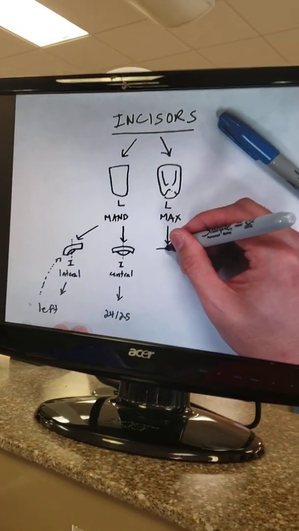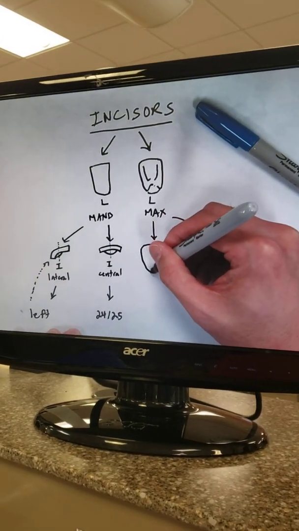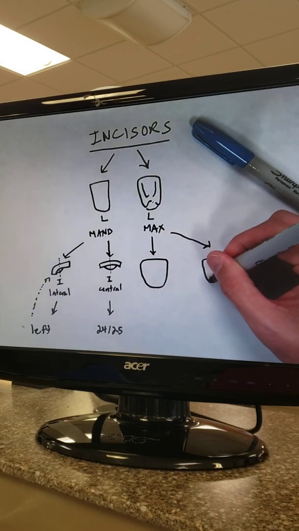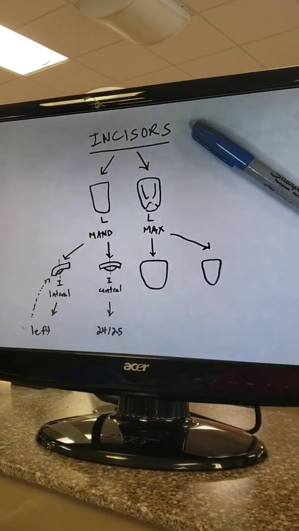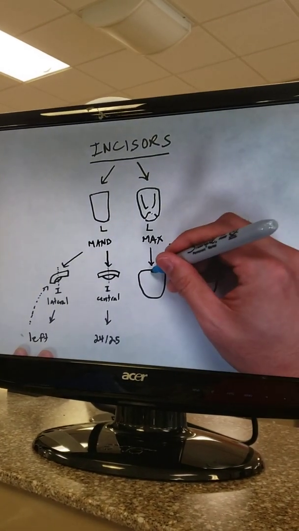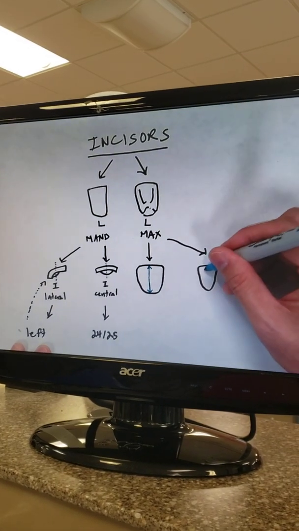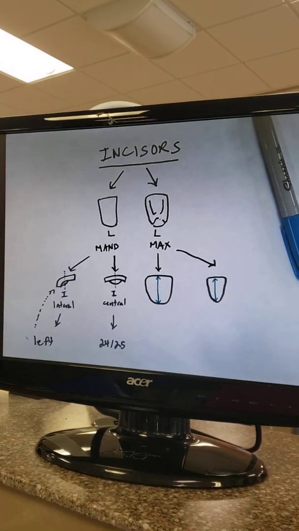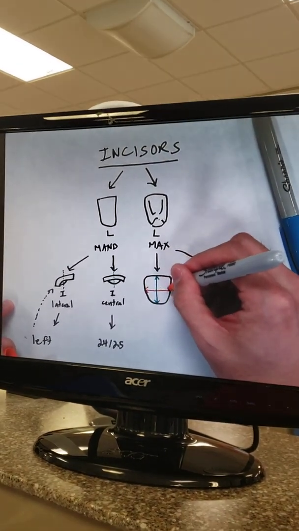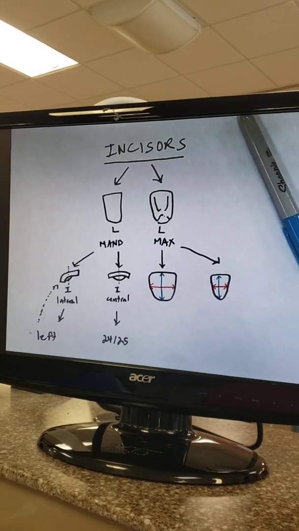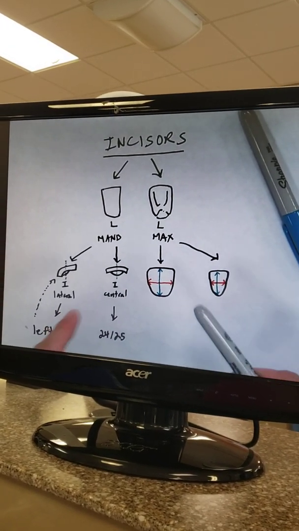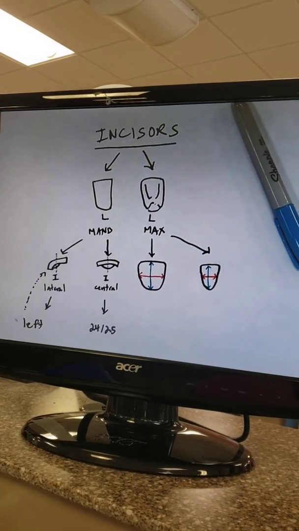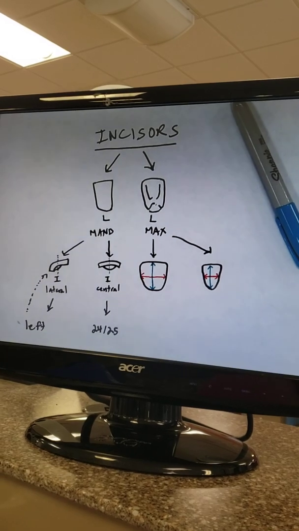And it has to do with the proportions, okay? So you can look at it from the facial or the lingual view. When we compare the incisal gingival to the mesial distal dimension, the mesial distal dimension compared to the incisal gingival on the central is going to be wider than that comparison on the lateral.